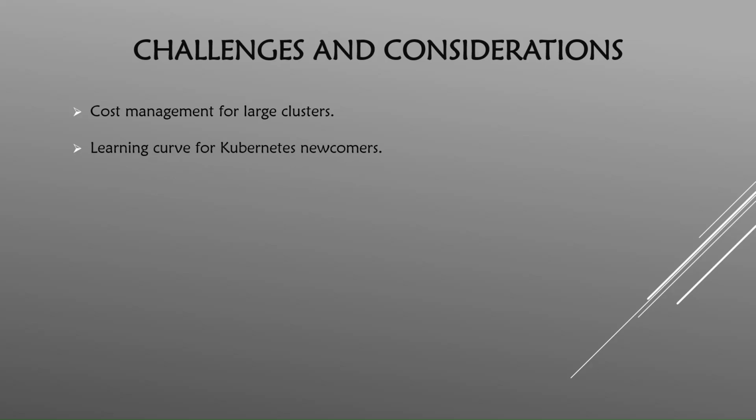So the next is the learning curve for Kubernetes newcomers. The complexity of Kubernetes itself has a steep learning curve, especially for teams that are new to container orchestration. Understanding concepts like pods, deployments, services, namespaces, and persistent storage can be overwhelming for beginners. EKS specific features: while EKS simplifies certain Kubernetes tasks, there are still AWS specific tools and integrations, like CloudWatch, that require additional learning.